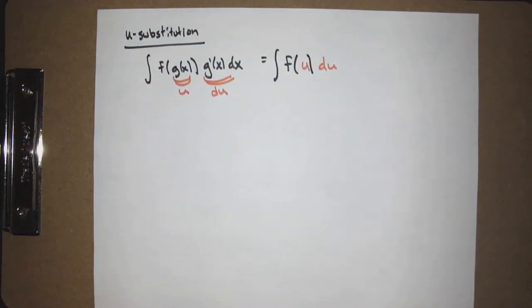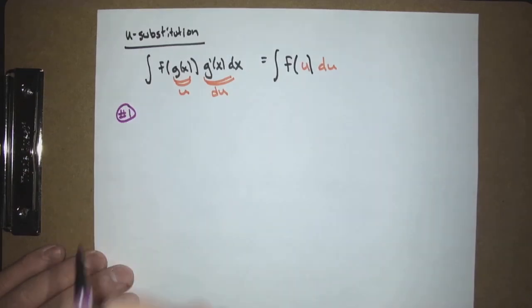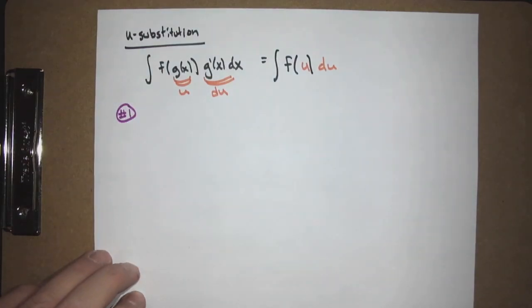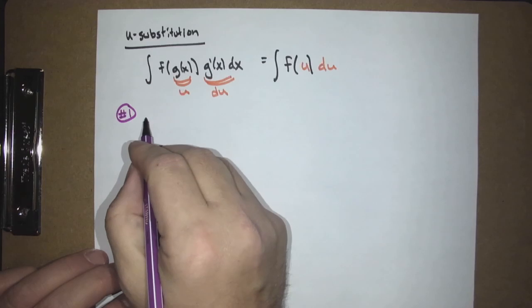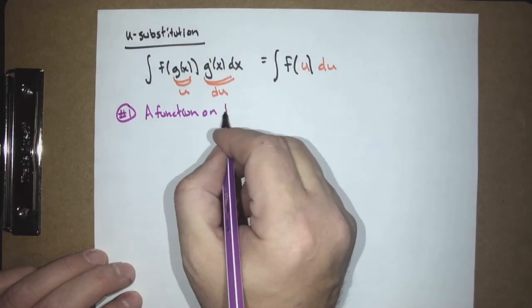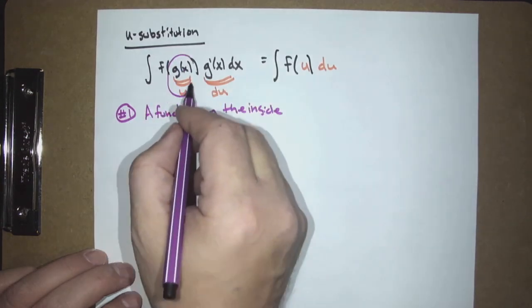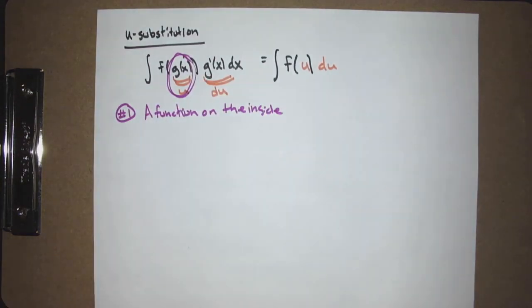Now the question, how do you find the substitution? And essentially, the good news is there's only two things. So the number one thing you should always look for is look for a function on the inside. That's always the first instinct. And so in this case, that says you're focusing here, your g of x. So if you see like a cosine of x squared, it's like, x squared's inside the cosine.